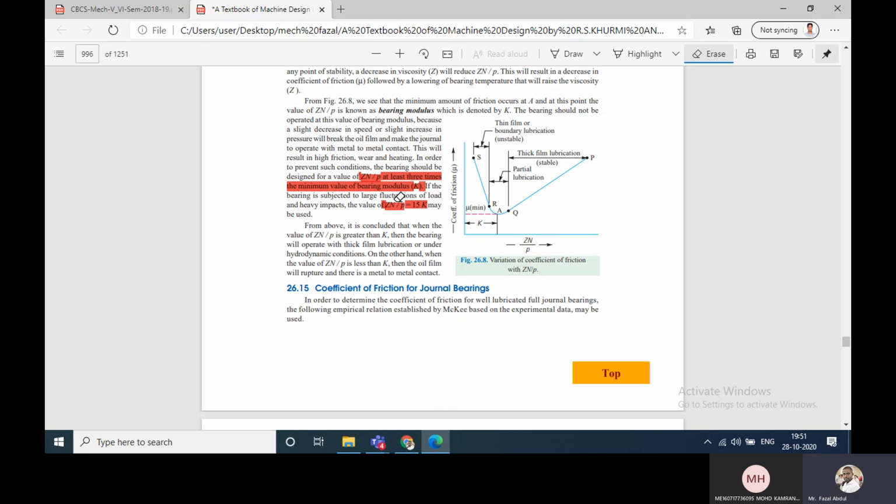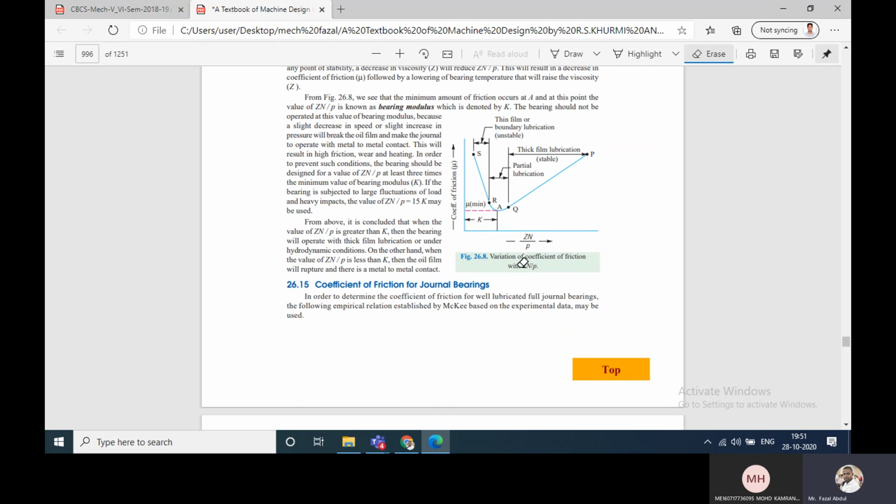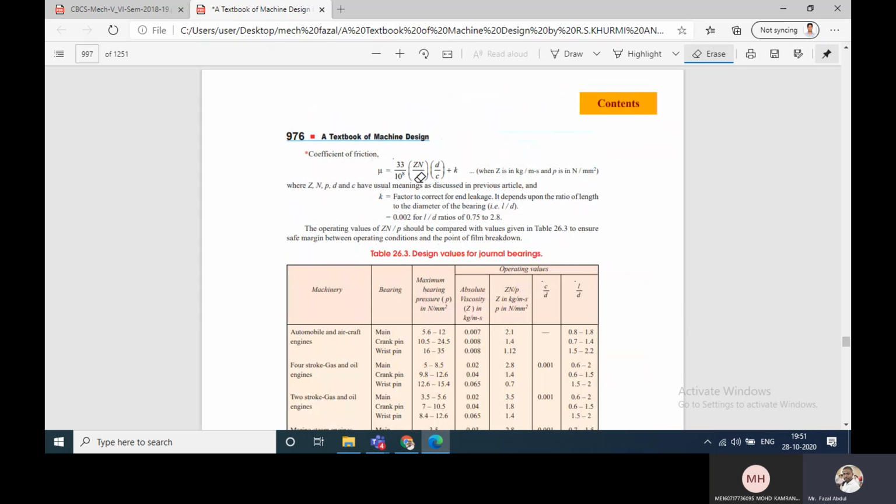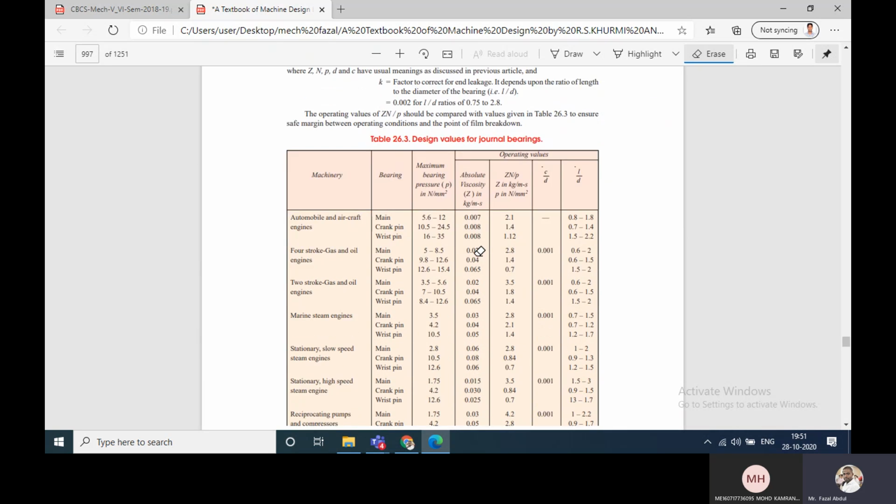So this is the theory about the sliding contact bearing. Now this is the relation you need to remember. Coefficient of friction is equal to 33 by 10 to the power of 8 into ZN by P, into D by C, plus K. This is the bearing characteristic number. At any cost you need to remember this relation. And the K value is 0.002, which is also a constant value.